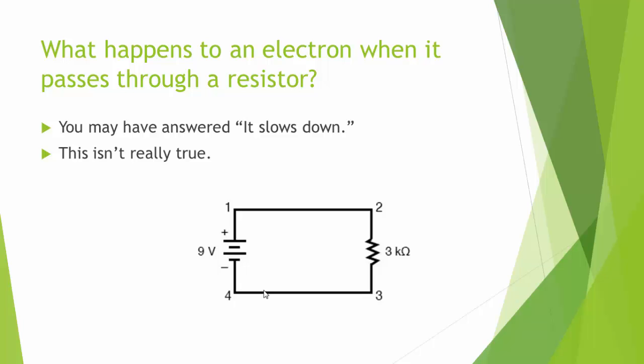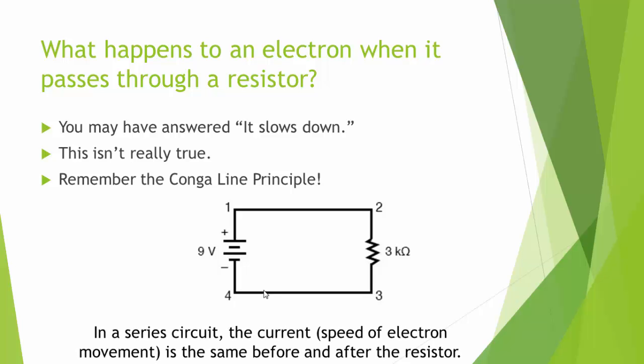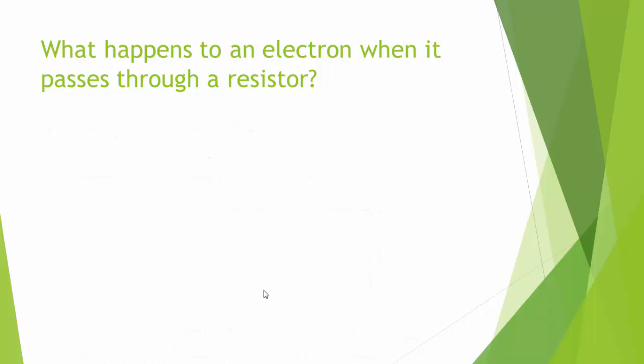So electrons don't slow down when they go through a resistor, and we covered that over the last couple of days. The conga line principle states that the current before and after a resistor is the same. So if an electron doesn't slow down when it passes through a resistor, what does happen to it? Well, in fact, it loses energy.